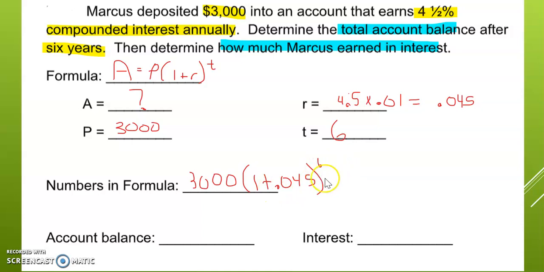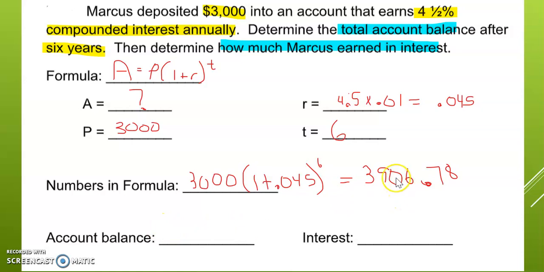In simple interest, it's multiplied out here. There are other differences in this formula, but this is a huge difference. And when you do that, you get $3,906.78. Now this right here is all of it.